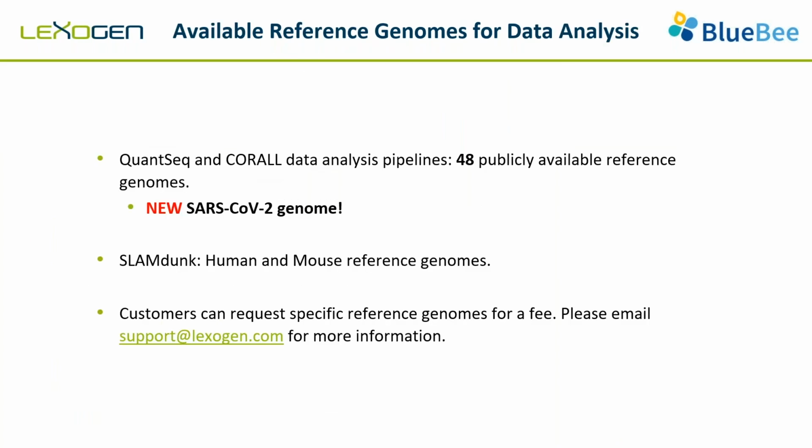So finally, I wanted to touch on reference genomes available and how to request additional ones to be added. For Quantic and Coral, both of these pipelines include 48 publicly available reference genomes, and this now includes the SARS-CoV-2 genome. For a full list of the reference genomes available, you can either visit our website under our FAQs, or you can reach out to us directly. For SlamDunk, we currently have human and mouse reference genomes. Again, if you want to add any species to this list, you can go ahead and contact us at support@lexogen.com.